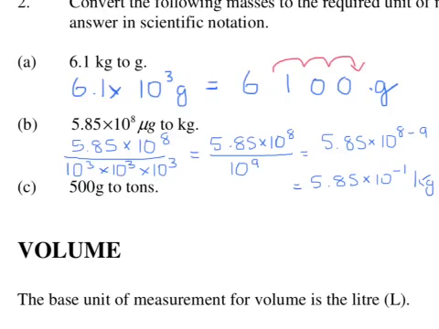Now if we want to write that as a conventional number, 5.85 multiplied by 10 to the power negative 1 is the same as divide by 10, so it becomes 0.585, and that's, remember, kilograms. I haven't left myself very much room to do the next one.